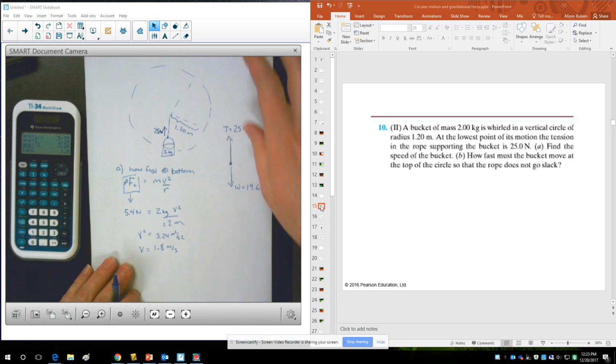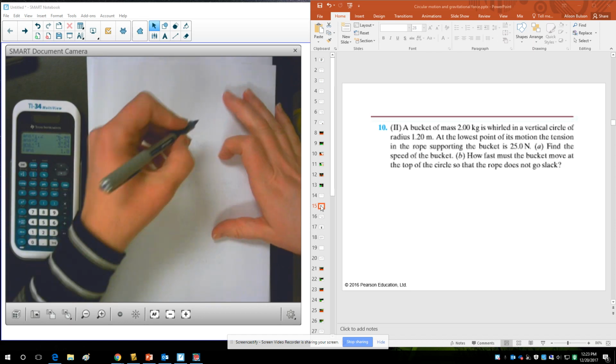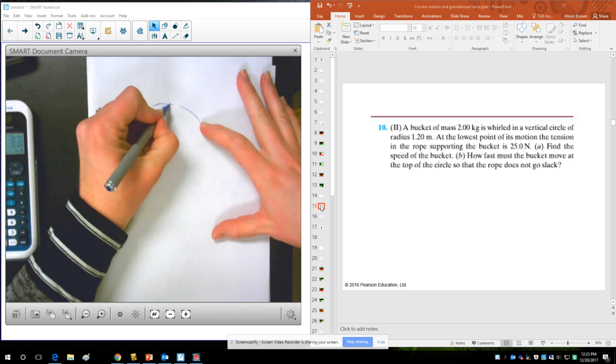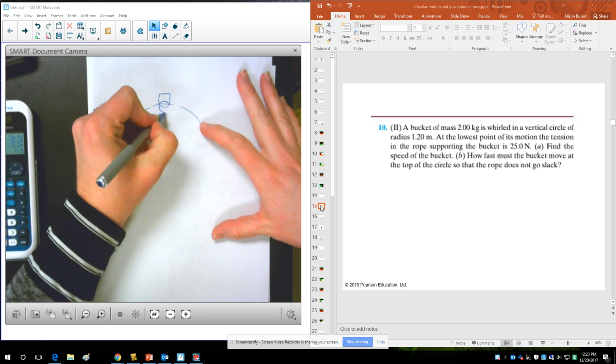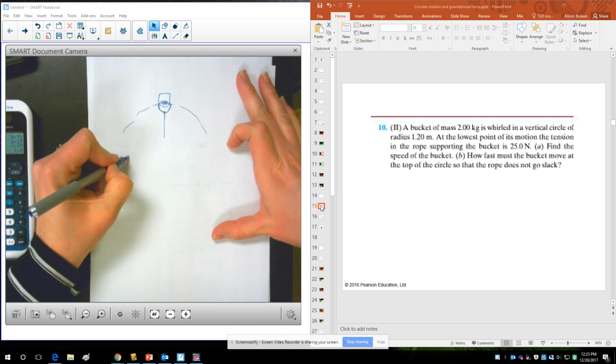Now, how fast must the bucket go at the top so that the rope does not go slack? So now we zero in on the top of the path, and we think about this bucket upside down. All right, so here's the bucket, here's the rope. And again, I think about the forces acting on that bucket.